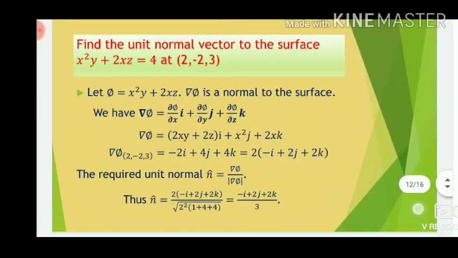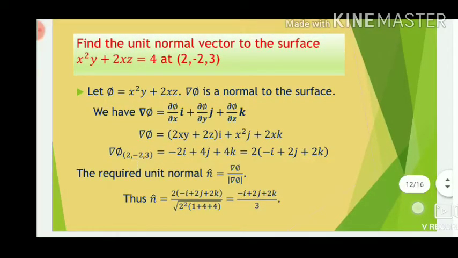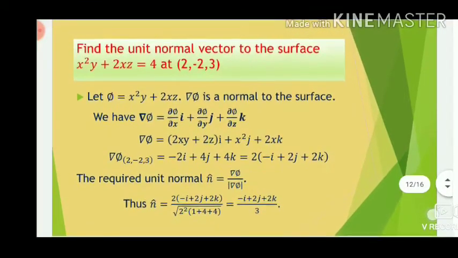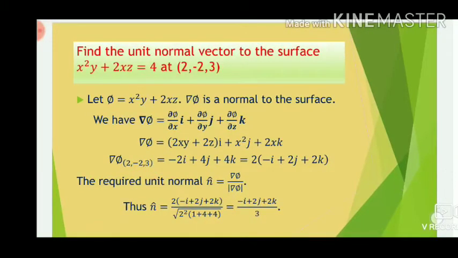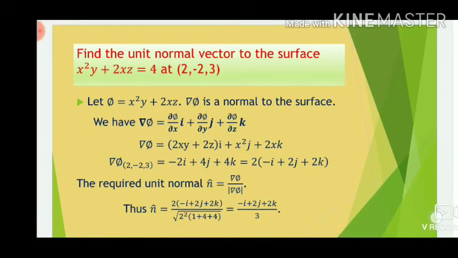Now at the point (2, -2, 3), del phi is equal to -2i plus 4j plus 4k, which we can also write as 2 into (-i plus 2j plus 2k). For the required unit normal, if you want to find the unit normal, then n cap is equal to del phi divided by the magnitude of del phi. So n cap is equal to 2 into (-i plus 2j plus 2k) divided by its magnitude. The magnitude is 2 times the square root of 1 squared plus 2 squared, that is 4, plus 2 squared, that is 4. If you simplify, we get (-i plus 2j plus 2k) divided by 3.